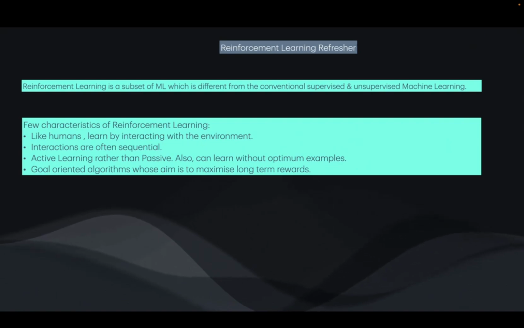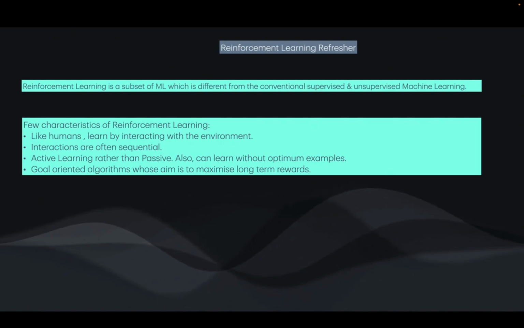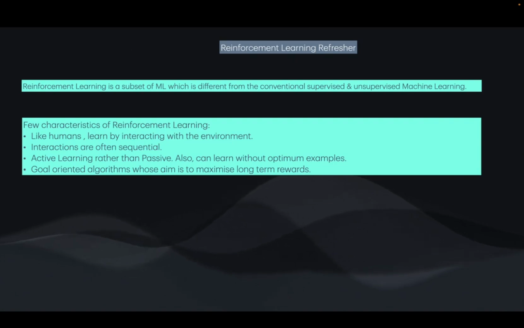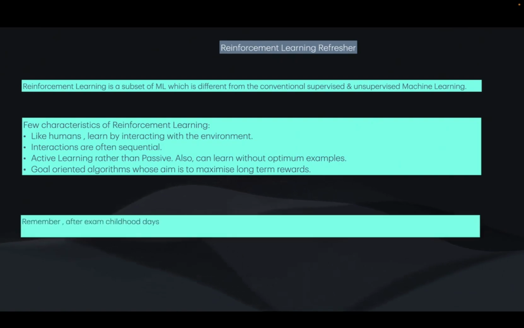These interactions are often sequential in nature, and the learning which happens is active learning rather than passive learning. The model can also learn without seeing optimal examples. With its own intelligence, even if you don't provide the optimal examples, it can still learn. This is generally a goal-oriented algorithm which aims to maximize long-term rewards. So the main aim of this algorithm is to maximize the long-term rewards.